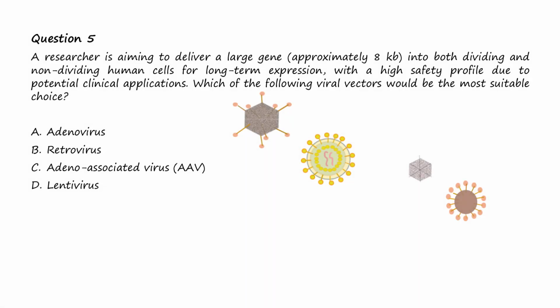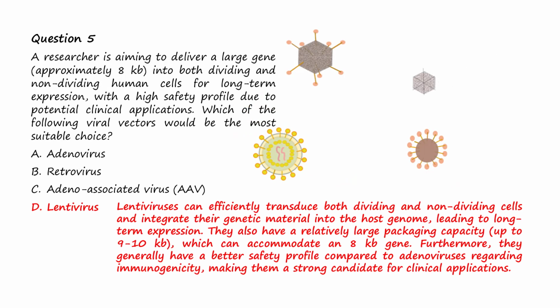Question 5. A researcher is aiming to deliver a large gene, approximately 8 kilobases, into both dividing and non-dividing human cells for long-term expression with a high safety profile due to potential clinical applications. Which of the following viral vectors would be the most suitable choice? A. Adenovirus, B. Retrovirus, C. Adeno-associated virus, D. Lentivirus. The correct answer is D.